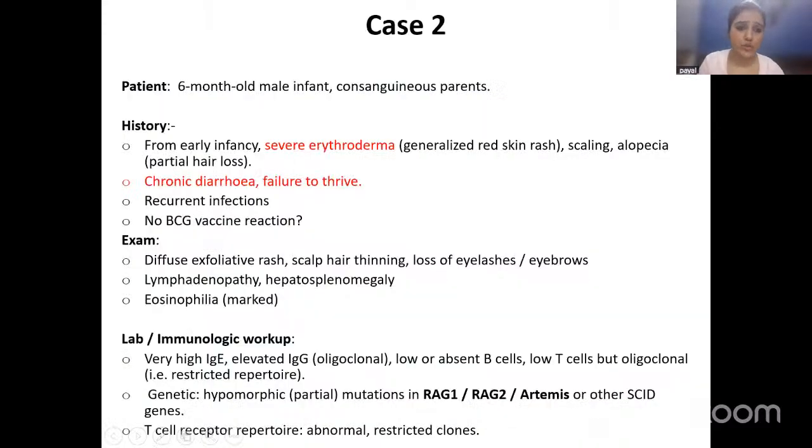I'm going to case two. So this is a 6-month-old infant, consanguineous parents, right? So history of consanguinity. Now, you know why am I specifying? Actually, I've summarized into one slide just in interest of the time.